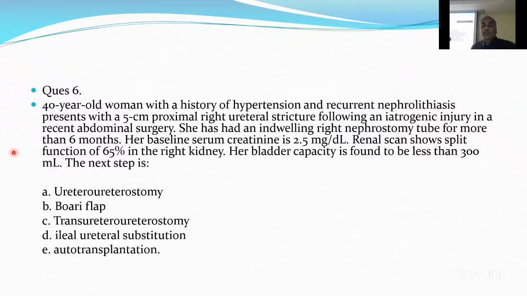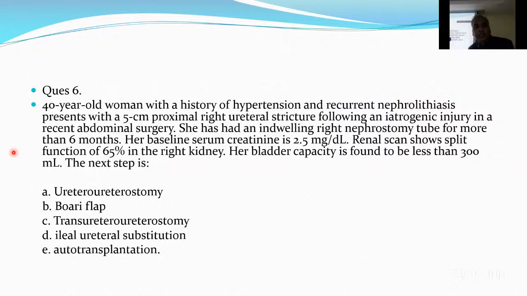Ileal ureteral substitution, because again, the creatinine is on the higher side. So probably it will not be the best thing. Transuterine ureterostomy would not be correct for these strictures. Body flap, as I said, so ureterostomy is not possible for long ureteral strictures. So what is left is autotransplantation. So this is one of the indications for autotransplantation.